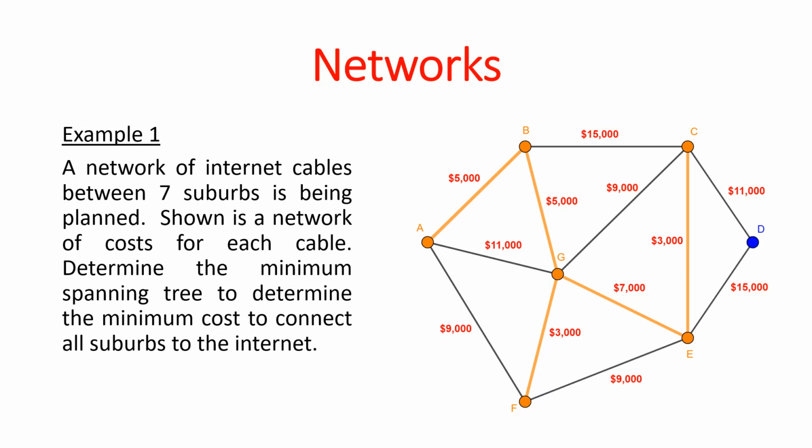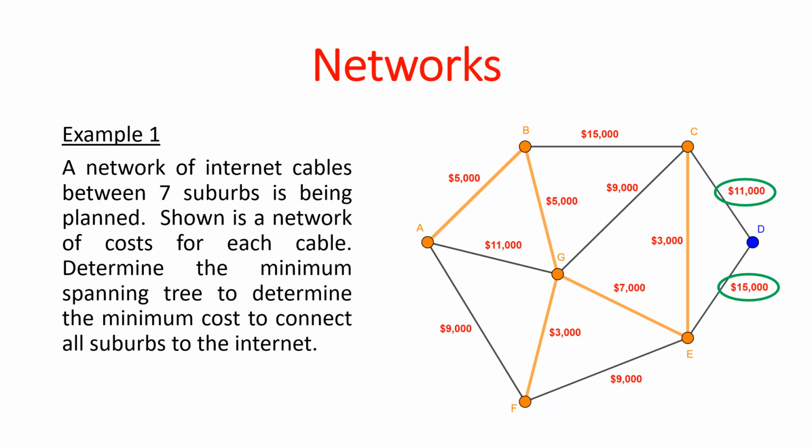Now, if we keep going and looking for the lowest cost, you'd see that these are the next lowest cost, but I don't need to use these cables because I've already connected A, B, C, E, F, and G all together. The only suburb that's not connected is suburb D. So let's now forget about the 9,000 and turn our attention to suburb D.